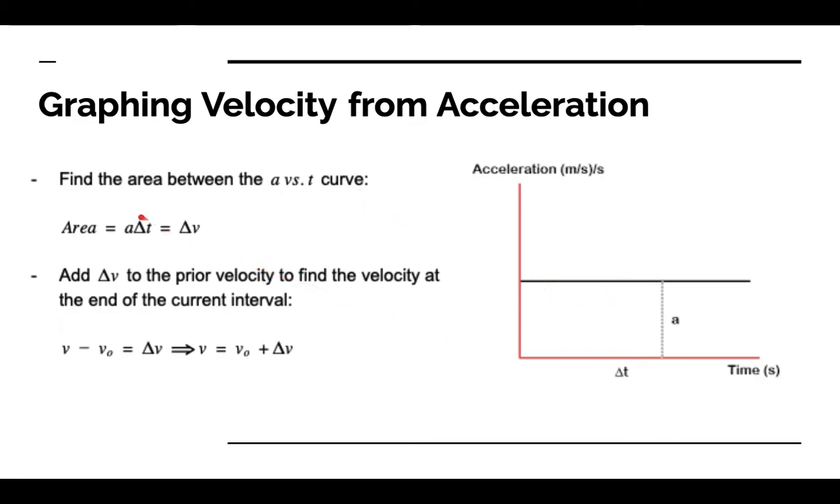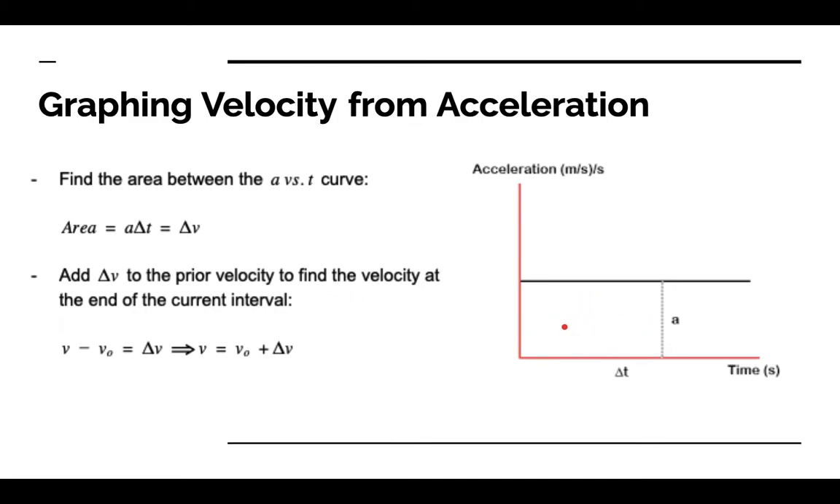The idea is that acceleration times change in time gives you your change in velocity, and acceleration is the height of our curve, whereas the change in time is the width of our curve. So acceleration times change in time, our change in velocity, is equal to the area between the acceleration curve and the time axis.